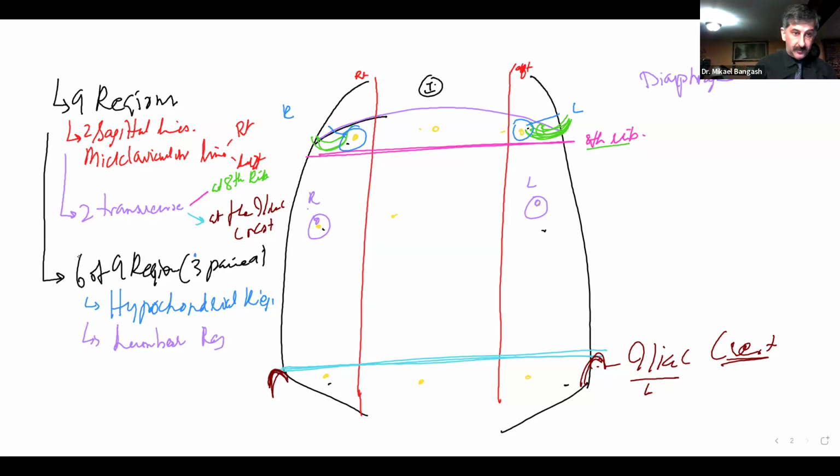Next is going to be this region and this region here. Of course, this is going to be the right and this is going to be the left. These are mainly named after this bone here, so that's going to be your iliac regions. So you have a right iliac region and a left iliac region. So that becomes paired.